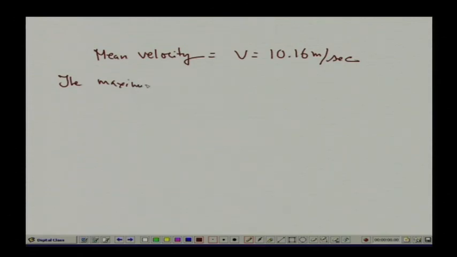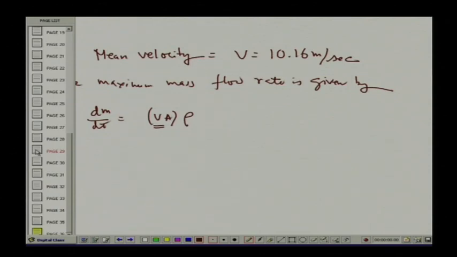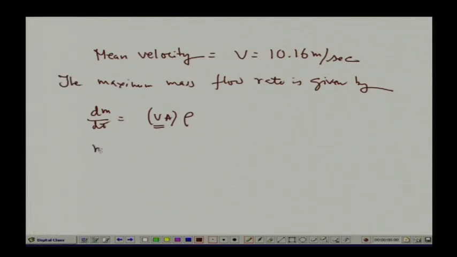The maximum mass flow rate is given by dm/dt equal to V A into rho, where V A is the volumetric flow rate. So it will become m dot equal to V pi d square by 4, where d is the diameter of the pipe, into rho.